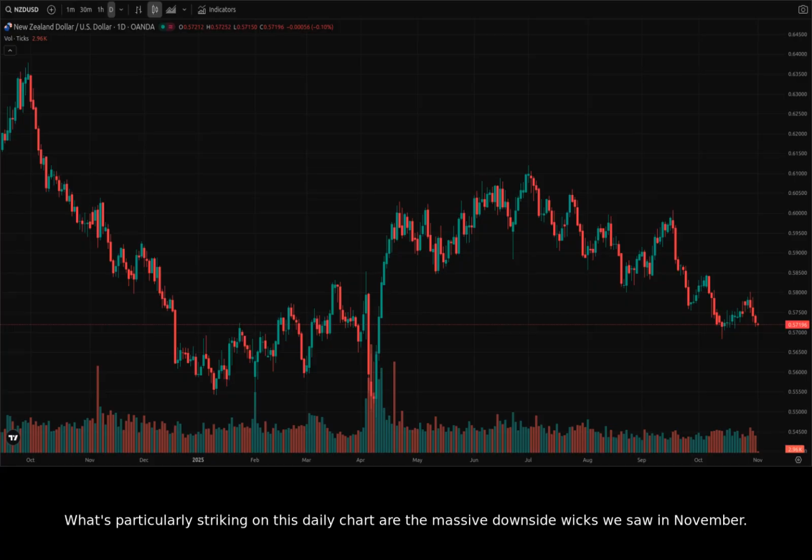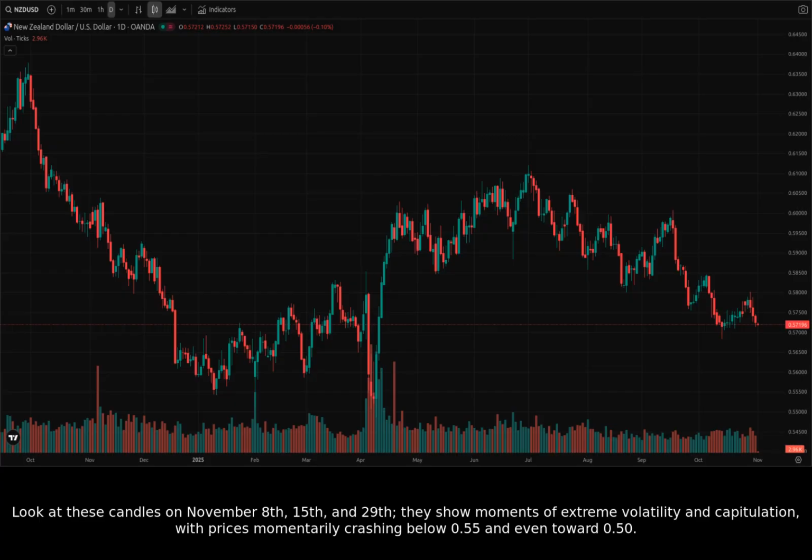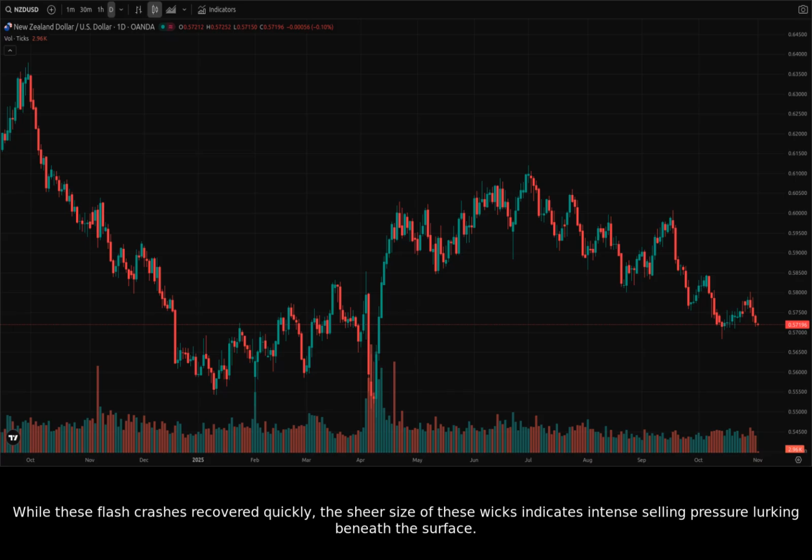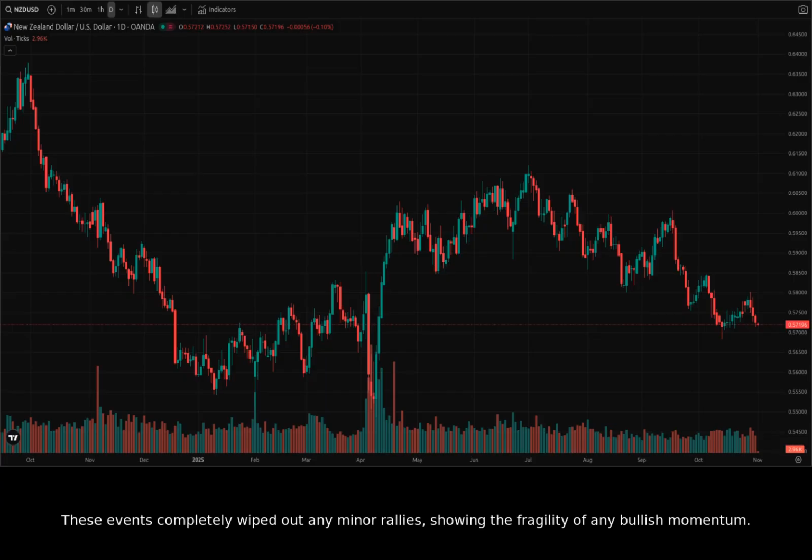What's particularly striking on this daily chart are the massive downside wicks we saw in November. Look at these candles on November 8th, 15th, and 29th. They show moments of extreme volatility and capitulation, with prices momentarily crashing below 0.55 and even towards 0.50. While these flash crashes recovered quickly, the sheer size of these wicks indicates intense selling pressure lurking beneath the surface. These events completely wiped out any minor rallies, showing the fragility of any bullish momentum.